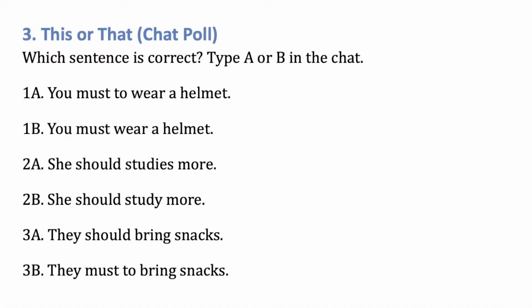Must too, right? No, that's not right. So it's B. You must wear a helmet. 2, that is also B, right? So she should study more. So again, she should studies more. No, it's the base. So the pattern, you must follow the pattern. And then 3 is A. They should bring snacks. So again, B is the wrong pattern. So it's 3A. So it's 1B, 2B, 3A.